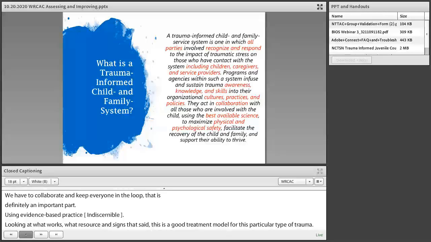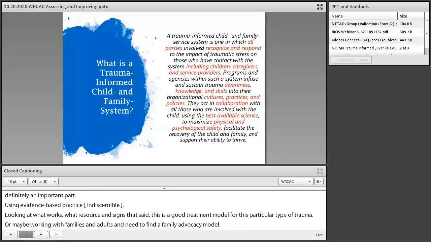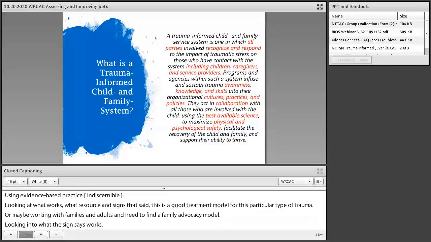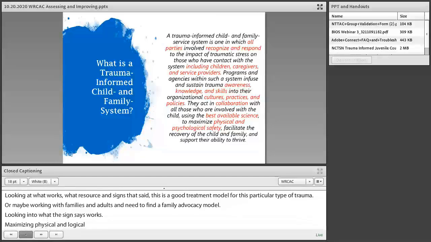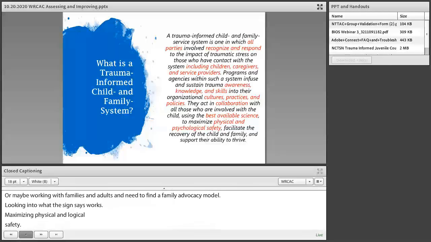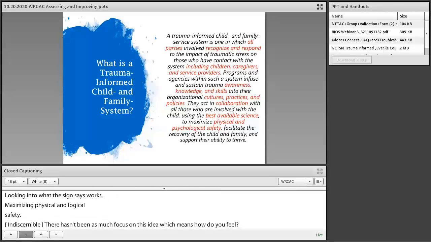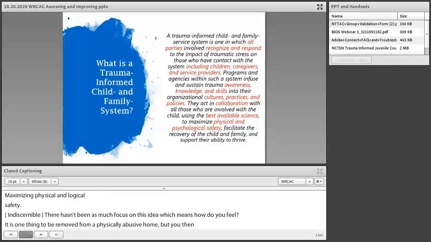And then maximizing physical and psychological safety. We know child welfare is designed to look out for the physical safety of kids, but there hasn't been as much focus on this idea of psychological safety, which means, how do you feel? Do you feel safe? It's one thing to be removed from a physically abusive home, for example, but then you place a kid in a stranger's home, which is a foster home, and are they just going to feel safe immediately? Of course not. The physical danger has been removed, but now there's the issue of psychological safety.